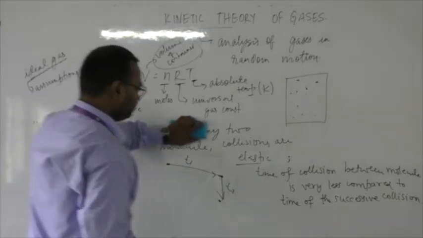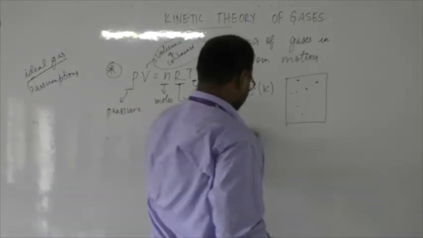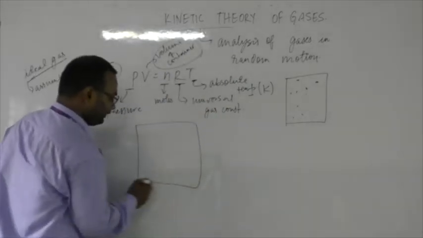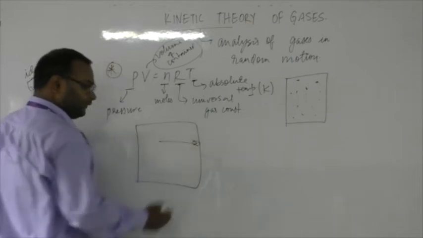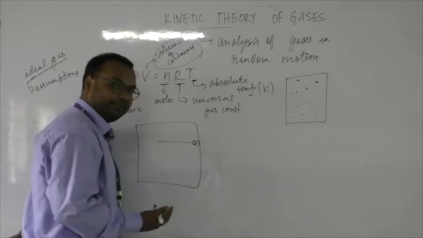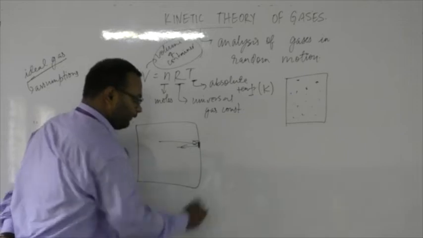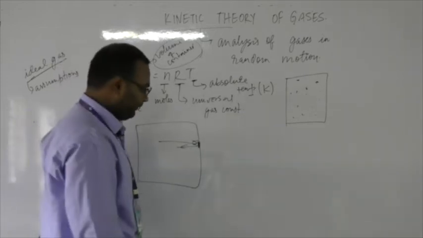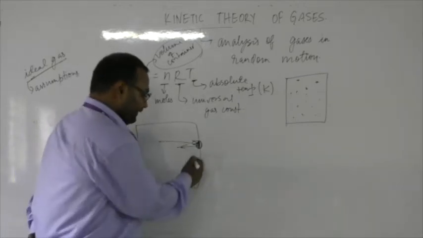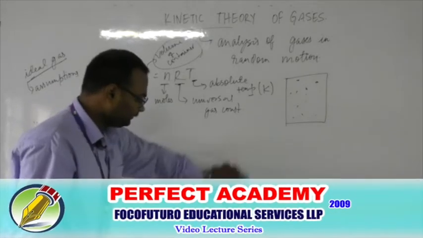Now, fourth assumption. And because of this collision, they collide with walls also. Container walls, they collide with walls. And because of that elastic collision, there is change in momentum with the velocity, or change in momentum with collisions. And because of that change in momentum, there will be a force, because change in momentum with time is force. So force upon a particular area gives you pressure. That is why gas exerts pressure on container. We'll see that later.